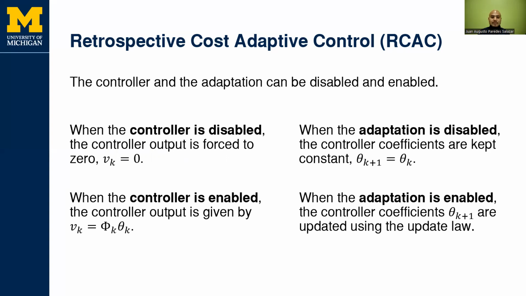The capacity of enabling and disabling the controller is useful when we want the controller to act only when a certain operating condition has been reached. Disabling adaptation is useful when one wants to use the last value of theta for a static controller.